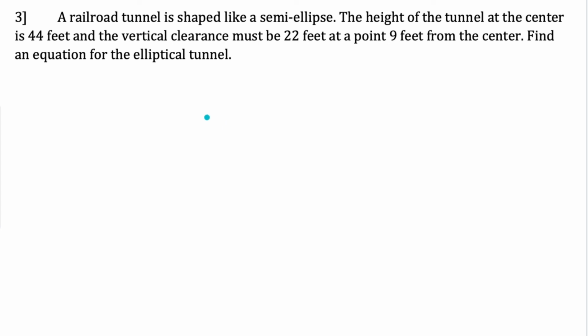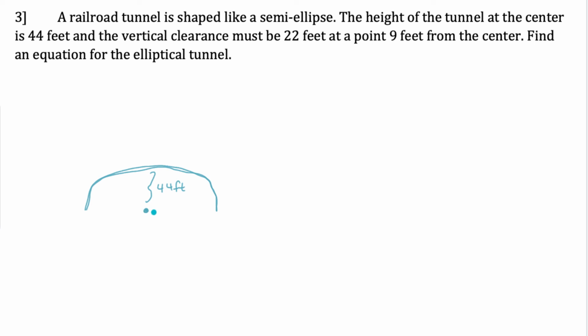Okay, and this last example is not unlike some of the examples we did with parabolas. Okay, so we have a railroad tunnel. We could have had a railroad tunnel shaped like a parabola before. This one's shaped like a semi-ellipse. Okay, so we'll make it a little bit more elliptical than we would if it was a parabola. The height of the tunnel at the center is 44 feet, and the vertical clearance must be 22 feet at a point 9 feet from the center.